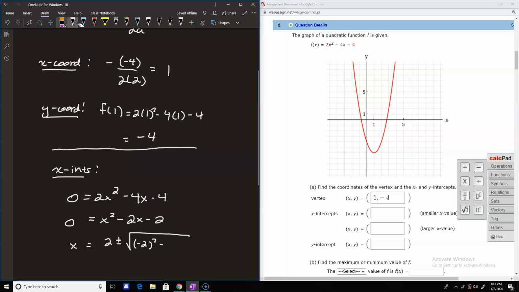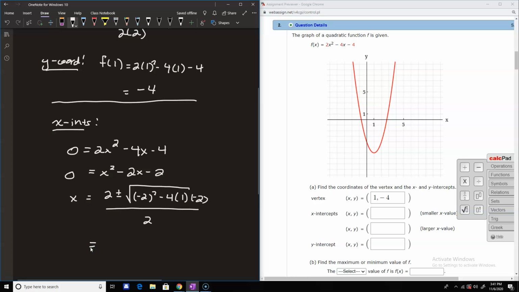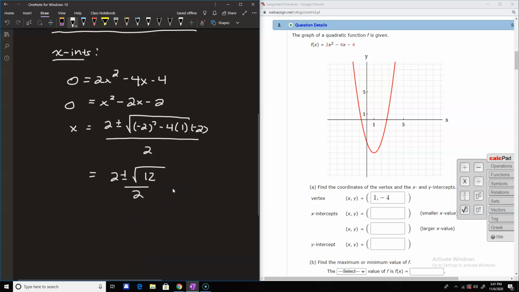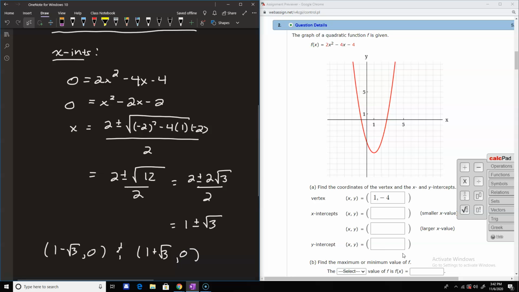So it was a little bit sloppy there. So minus 4 times a, which is 1, times negative 2, with everything being divided by 2 times a. And so we end up with 2 plus or minus the square root of, this is 4 plus 8, so that's 12 over 2. So your x-intercepts, you can actually rewrite this as 2 plus or minus 2 square root 3 over 2, which simplifies to 1 plus or minus the square root of 3, because everything's divisible by 2 there. So your x-intercepts are actually going to be 1 minus the square root of 3, comma 0, and 1 plus the square root of 3, comma 0. So those are the two intercepts.